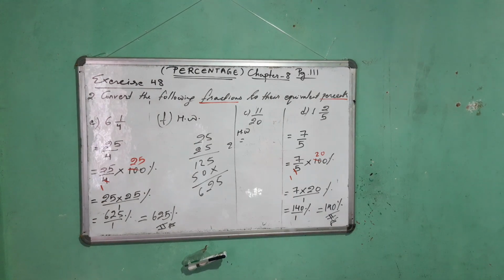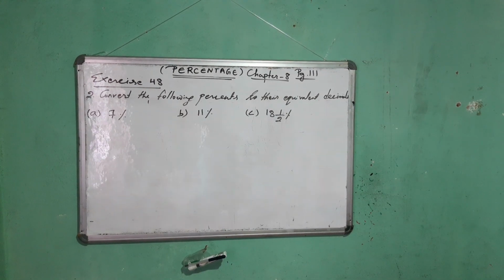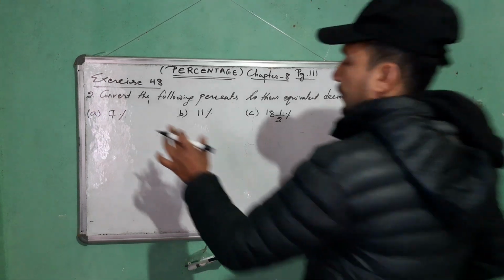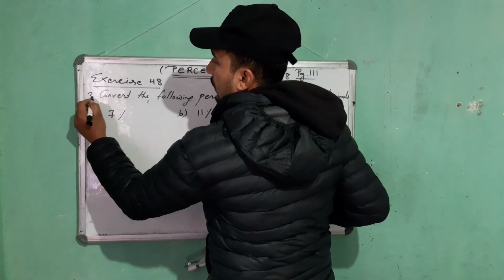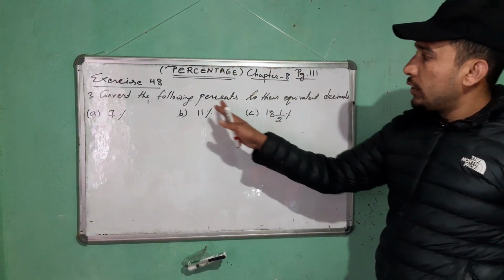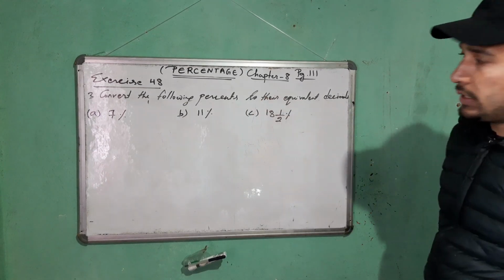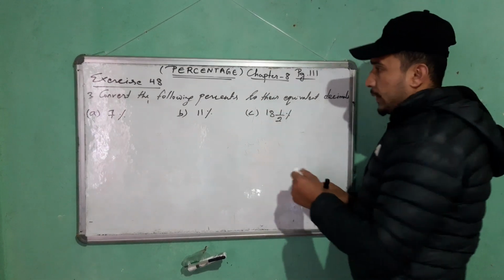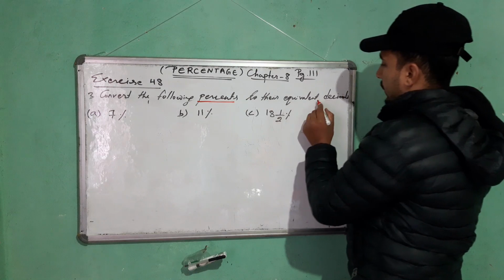Let's move on to question number 3. Okay, now question number 3. Question number 3 is convert the following percents to their equivalent decimals. Okay, you have to convert percentage to decimals.